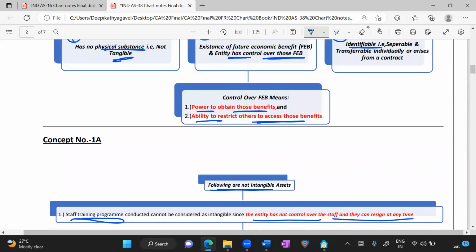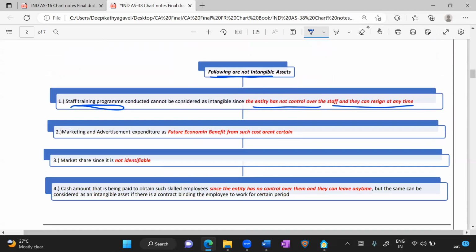The standard very clearly says you should have control over the future economic benefits. Even if I've given that staff training program to them, I cannot control that they will not leave the entity tomorrow. You cannot give an assurance. They might leave the entity tomorrow or the day after. So you do not have control over the future economic benefit. Hence, this cannot be classified as an intangible asset.